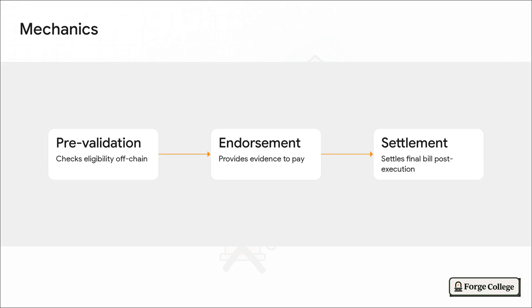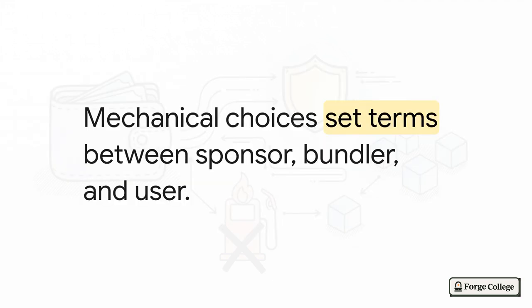And step 3 is settlement. This happens after the execution is totally finished. The paymaster settles the final bill to make the bundler whole. So the crucial point you need to take away here is that these mechanical choices literally set the economic contract terms between the sponsor, the bundler, and the user.